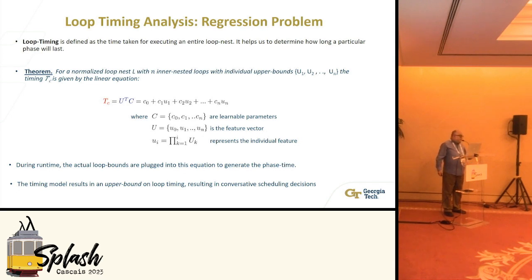And if that can be learned by using these predicted trip counts and put into an equation, that allows you to find out the overall timing of this particular loop nest. So at runtime, using these particular values, the loop bounds are then plugged in to generate the timing.